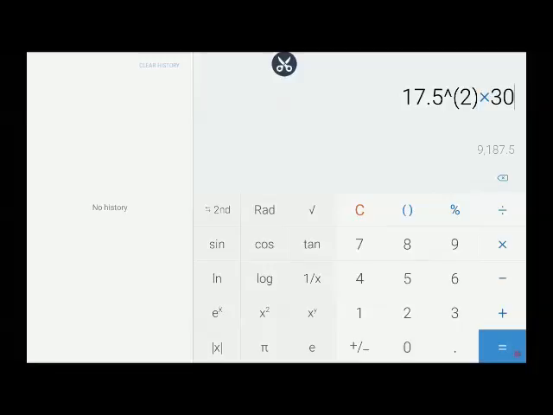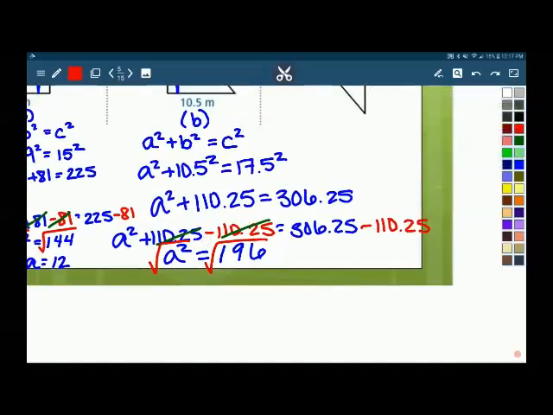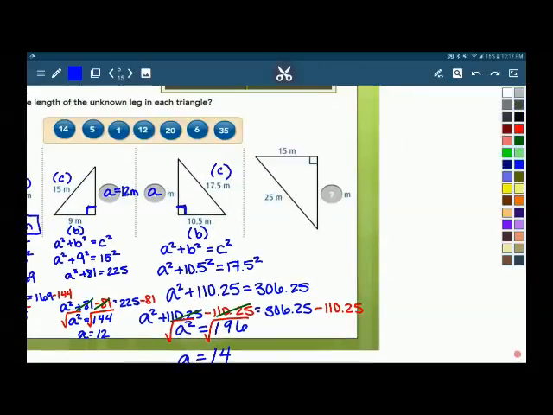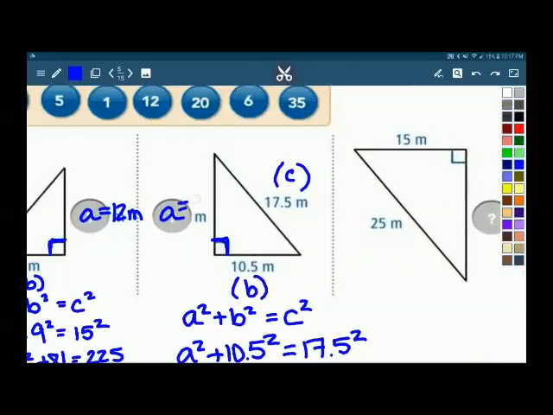There we go. Got to clear that out first. There we go. 306.25 minus 110.25. Okay, so I'm getting 196. So a squared equals 196. Last step, square root both sides. And we're left with a is equal to 14. So my unknown side length in this third example is 14 meters.